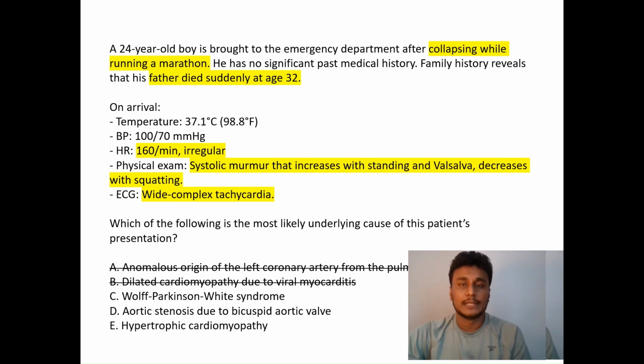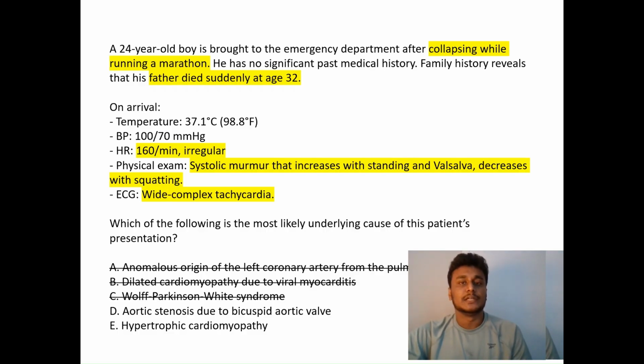So we move on to the next option. Now we have option D, aortic stenosis due to bicuspid aortic valve. What is this? So it is a common congenital valve lesion that can cause aortic stenosis in young adults. Aortic stenosis typically occurs in older patients, typically 60 to 70, but it can happen in younger patients when there is a bicuspid aortic valve, which is a congenital defect.